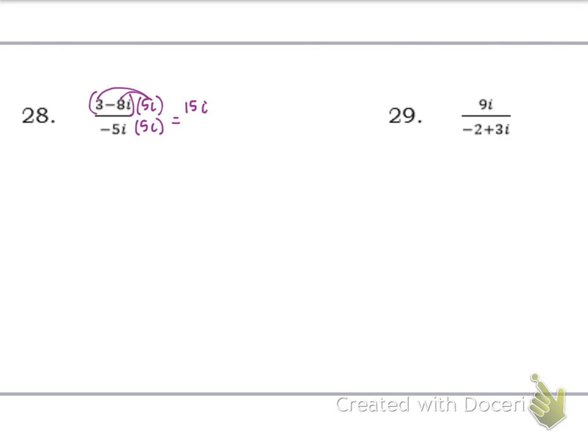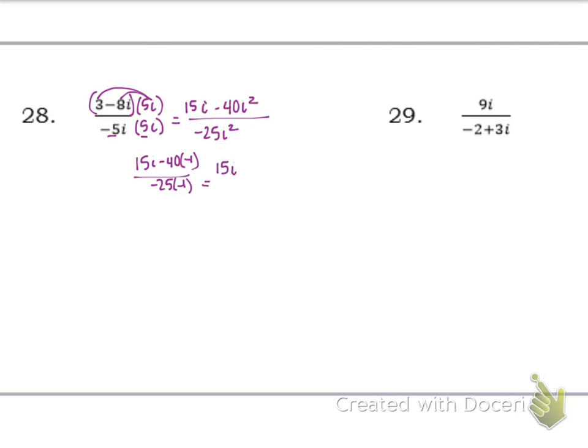And then negative 8 times 5 is negative 40. And then i times i is i squared. And then my bottom, negative 5 times 5 is negative 25. i times i is i squared. So my i squareds, I'm going to change them all to negative 1s. So now my i's are gone in the bottom, which was what I wanted.